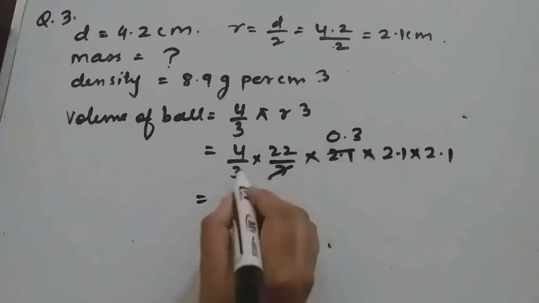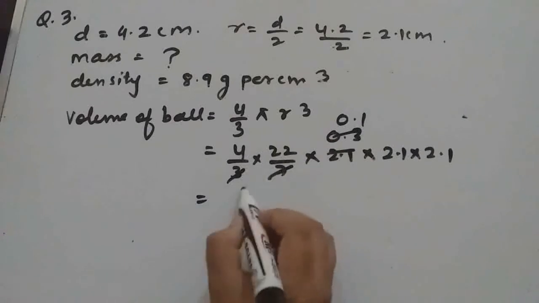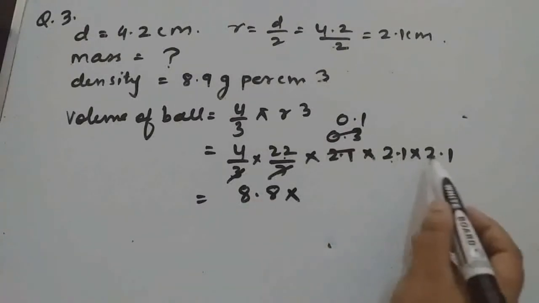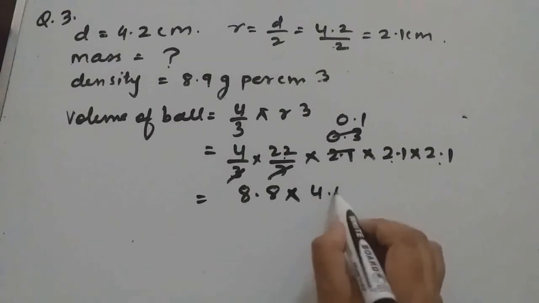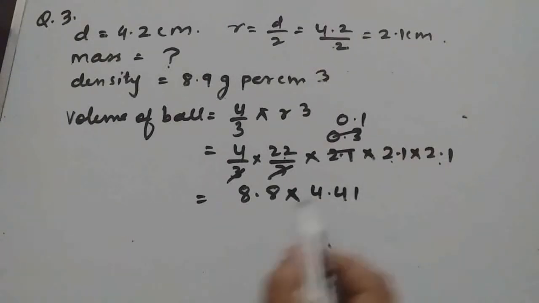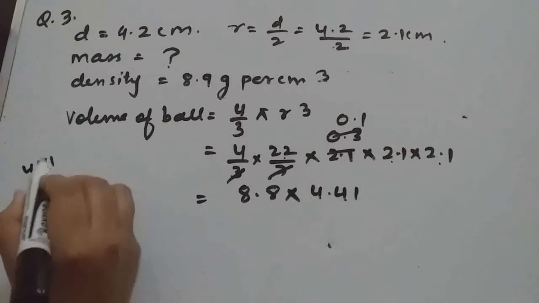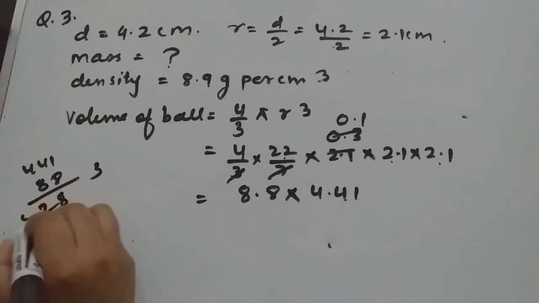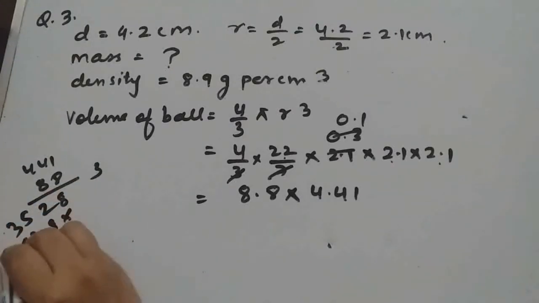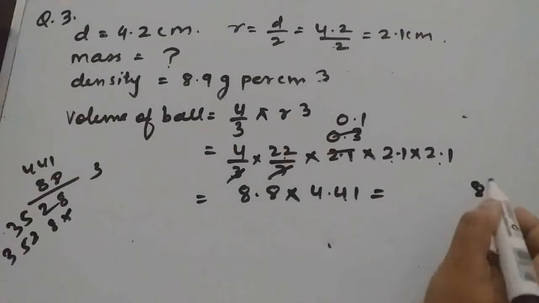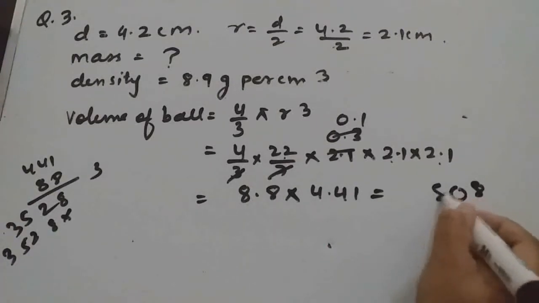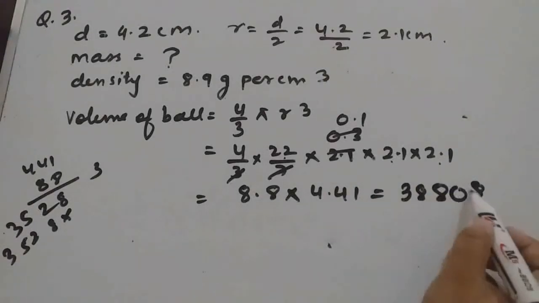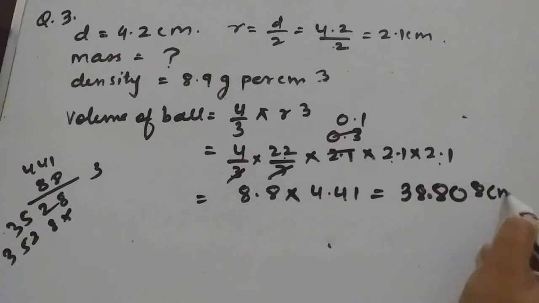7 3s are 21, so this will go, isn't it? And here 88 and 0.1 means this will come. And 2.1 times 2.1 means 4.41, the square of 2.1. Now we can multiply this to get the answer. The answer will come 38808, after 3 digit decimal, so we will put the point after 3 digits. So this is in centimeter cube.